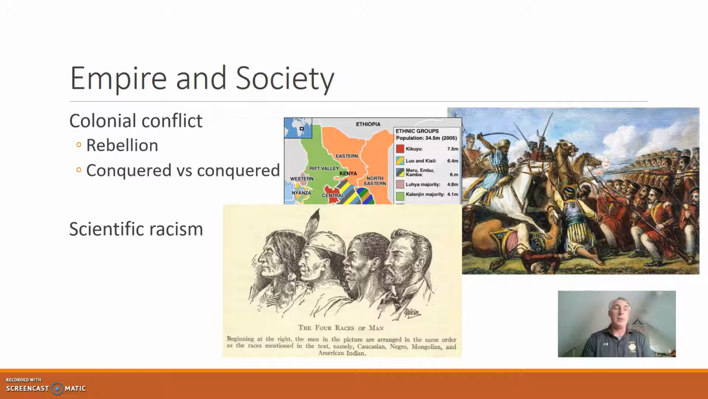Asians were smart, but they were submissive. Europeans were noble and intelligent, and so forth. And you can clearly see the legacy of these views in white supremacist groups today that still firmly believe in that stuff.